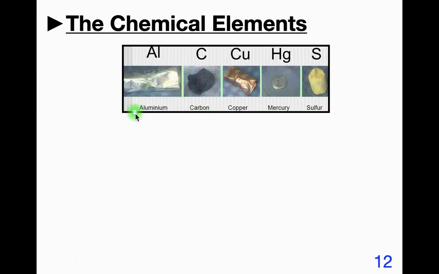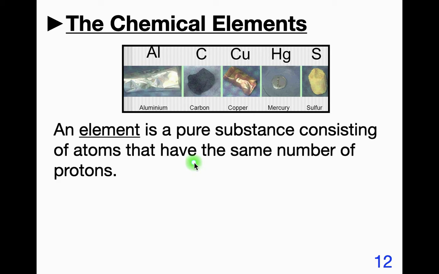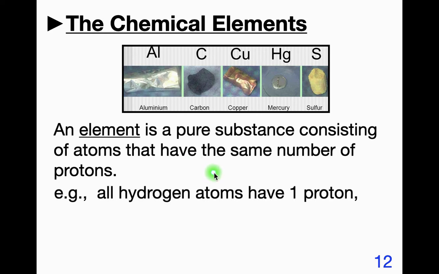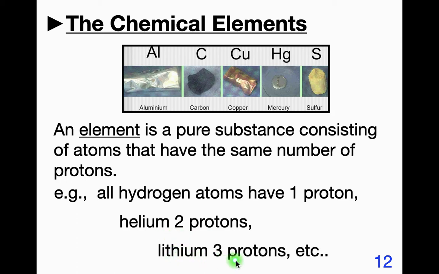Okay, the chemical elements. An element is a pure substance consisting of atoms that have the same number of protons. For example, all hydrogen atoms have 1 proton, all helium 2 protons, lithium 3 protons, etc. That's what defines the element. If you were to take lithium and remove a proton, it would no longer be lithium, it would be helium.